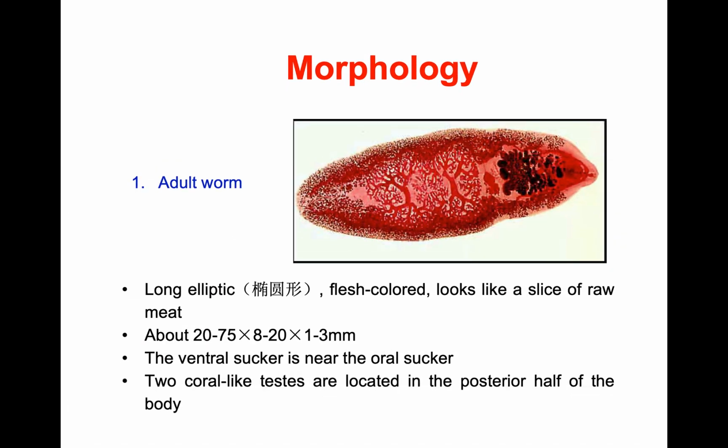Now let's look at what it looks like. The adult worm is like a slice of ginger. It's like a slice of raw meat, and there's a ventral sucker and there's the oral sucker. So two suckers. One is at the abdomen, the other at the mouth. And two coral-like testes are located on the posterior end of the body.